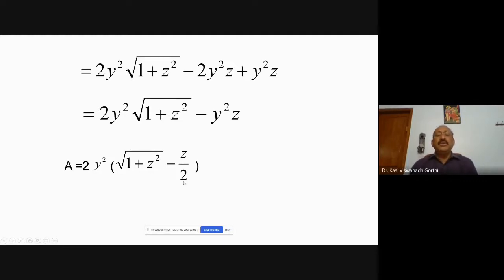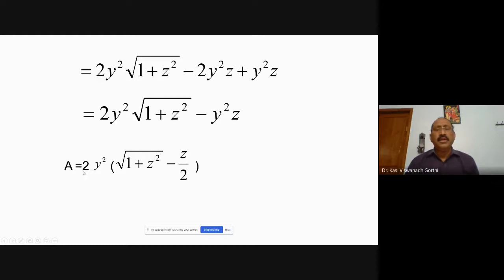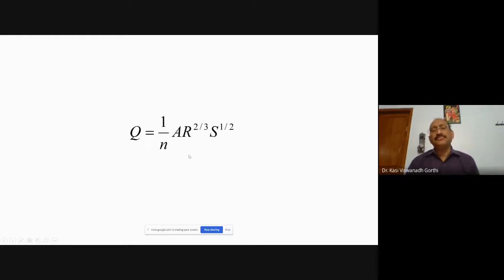You have Manning's equation, no? Q is equal to 1 by n A R power 2 thirds S power half. For S, you need to substitute S naught. There is no change; S naught is given. N, Manning's roughness coefficient, is given in the problem as 0.0126. Wetted area A, we have just found: 2y square into square root of 1 plus z square minus z by 2. What is R here? R is hydraulic radius.